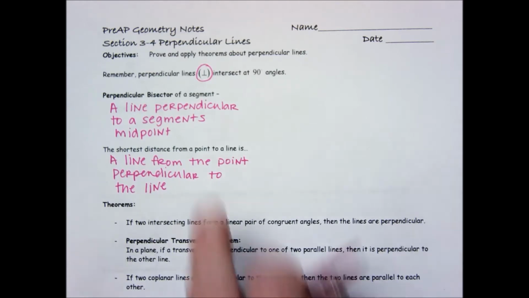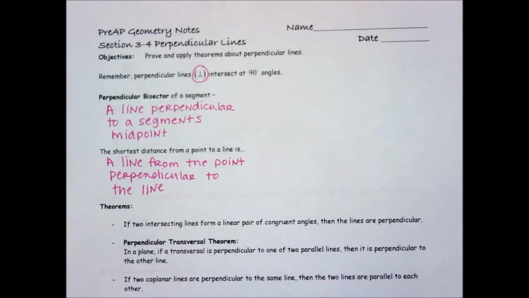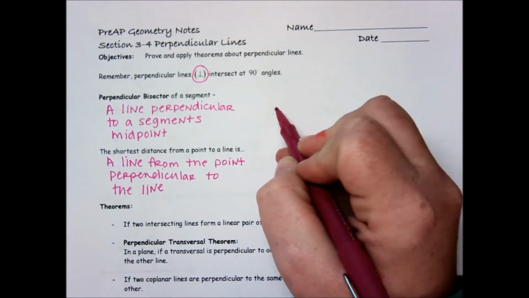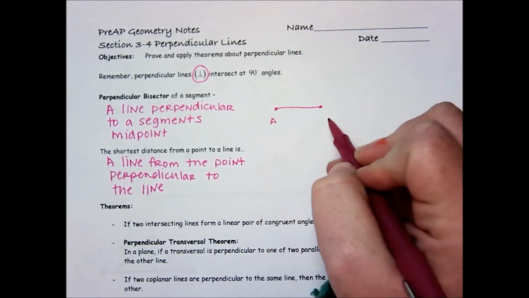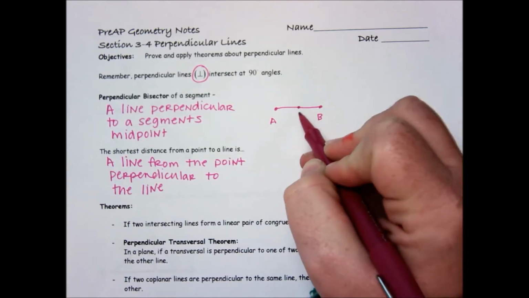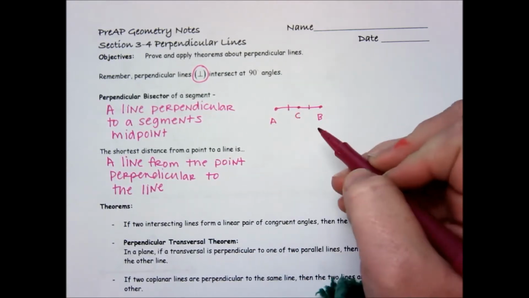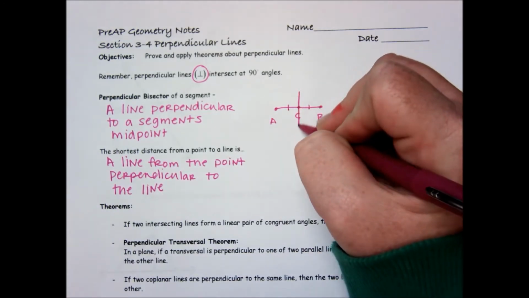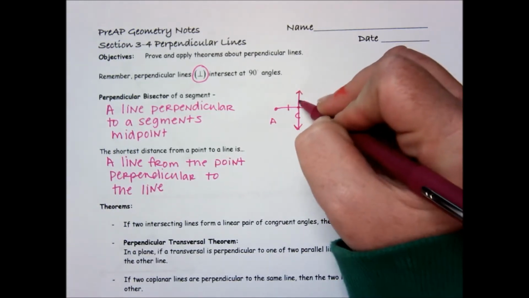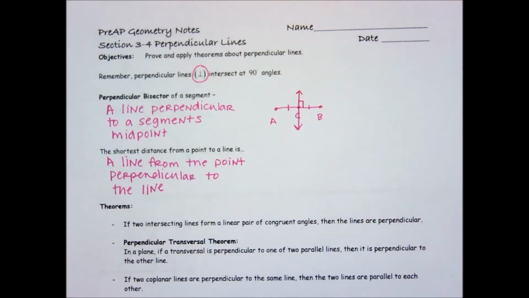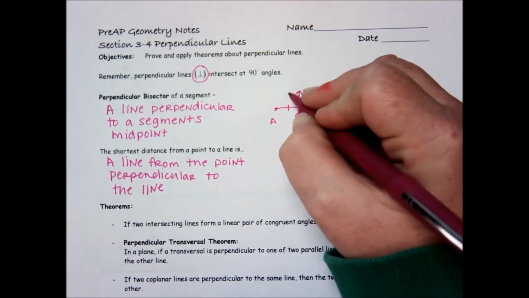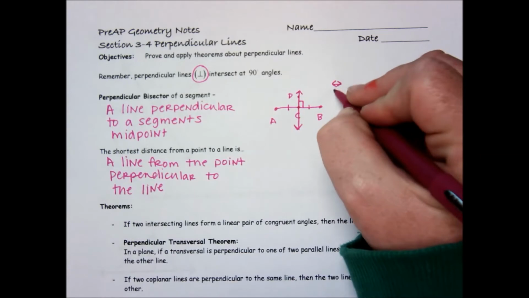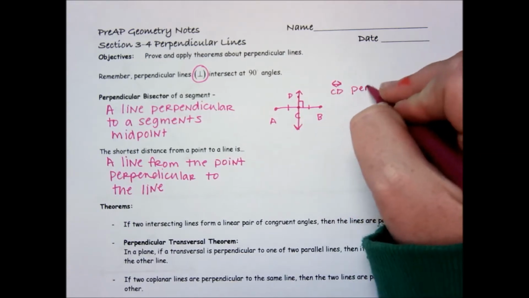So if I'm looking at a perpendicular bisector of a segment, it's a line perpendicular to a segment's midpoint. So if I have this segment AB and C is the midpoint, then the perpendicular bisector would be a line that goes straight through it at a 90-degree angle. That would be my perpendicular bisector. So in this case, line CD is the perpendicular bisector.